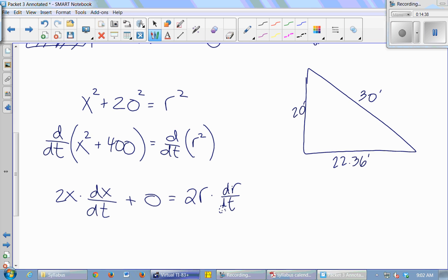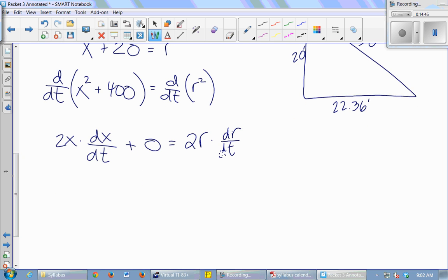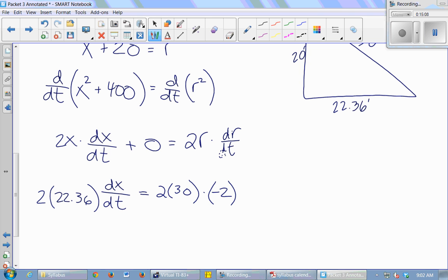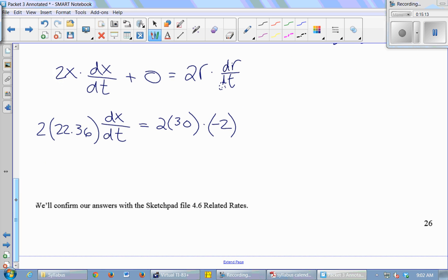Okay, so there's my snapshot in time. Now plug all the stuff you know into this implicitly differentiated equation. So x is 22.36. dx/dt is what I've been asked to find. That's what I want. So that's going to stay my variable. And r in this case is 30. And dr/dt I know is a constant -2. That was what was given. And then I just solved this equation for dx/dt.